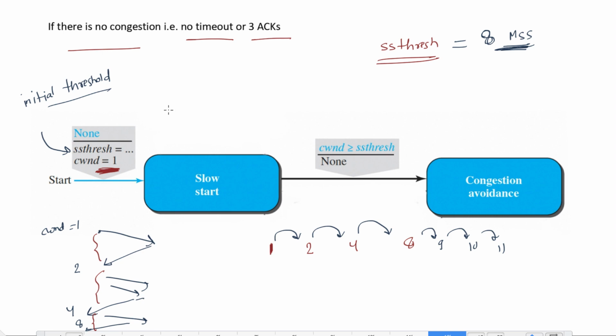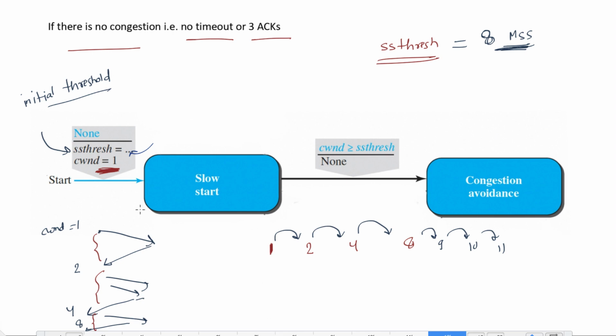So there are two thresholds: either the initial threshold, or the threshold that is set after timeout or 3 ACKs. Then we take half of the window, but the initial threshold has to be given. You cannot assume this to be anything. So we will be doing questions based on that. I kept this blank, which means you cannot assume it to be anything. That has to be given to you. You cannot assume that to be half of the receiver window or something like that.